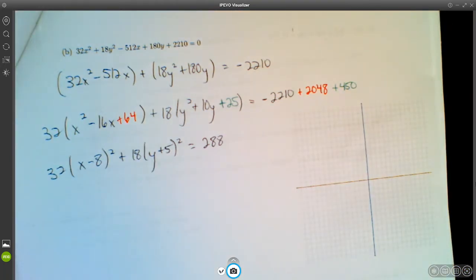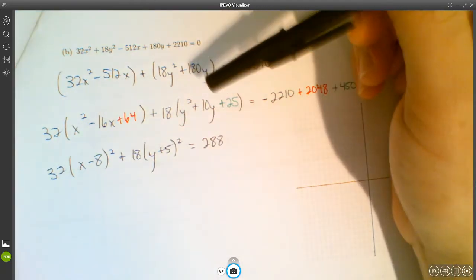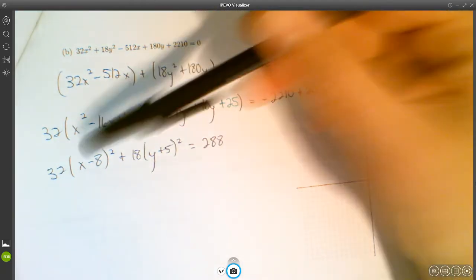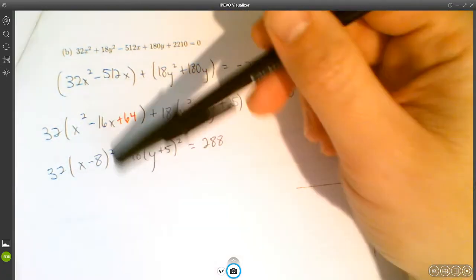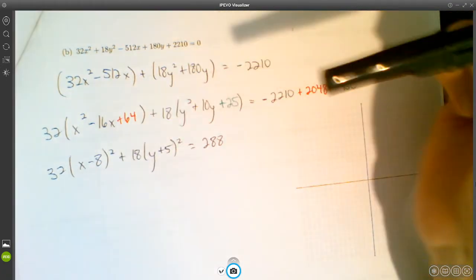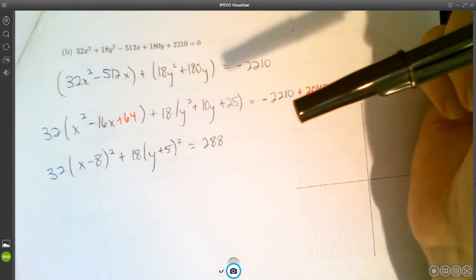Now at this point, this isn't really looking like any of the conic sections that we know and love. I'm squaring both the x's and the y's, so I know it's not a parabola. And I have a plus sign here in the middle, so I have a feeling that this is not a hyperbola. I think this is an ellipse.